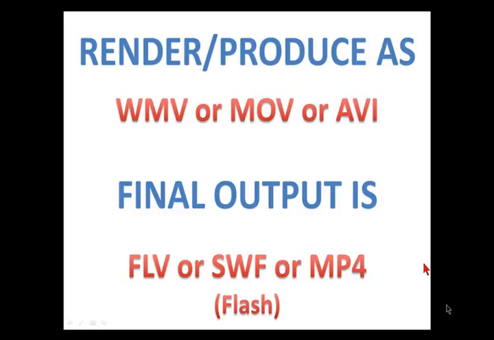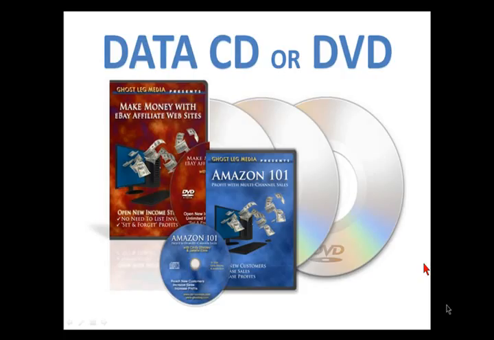Which you choose will generally depend on how current your software is. FLV has been the standard. It's slowly being replaced by MP4. If you have the very latest version of Camtasia, you'll have a choice of either one to render your flash. If you have an older version of Camtasia, you'll only have FLV. Your other choice is going to be making a data CD or a DVD.